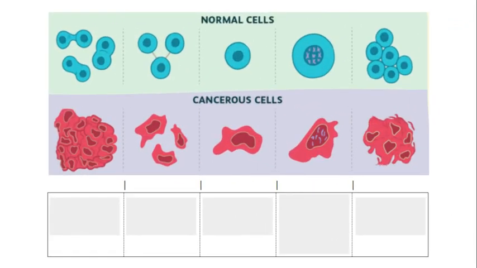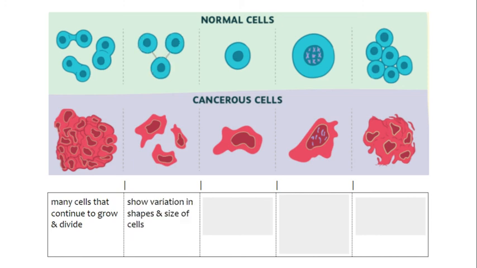And then finally, let's take a look at normal cells versus cancerous cells. In this first diagram, you can see that the cells are basically the same size. They're kind of spread out. Cancer cells will continue to divide and grow no matter what. These are nicely shaped and spread out. They exhibit density dependent inhibition. These do not. Here you can see that the normal cells are all relatively the same size and shape. Cancer cells show variation in shapes and sizes.